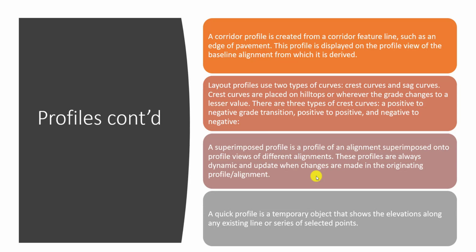A quick profile is a temporary object that shows the elevations along an existing line or series of selected points. It doesn't get saved. It's just something visual that you can do really quick just to show it.